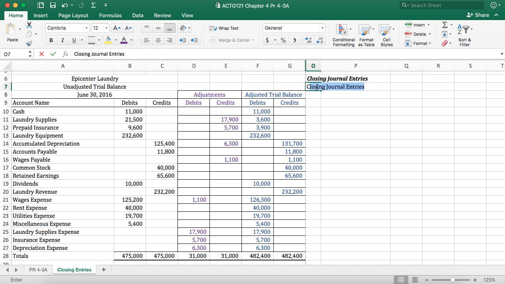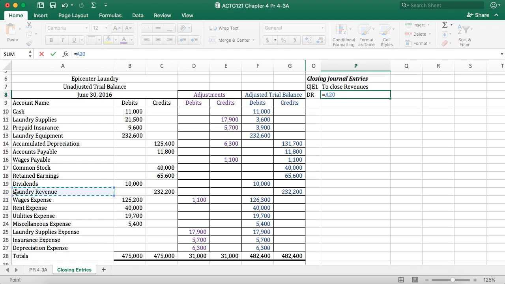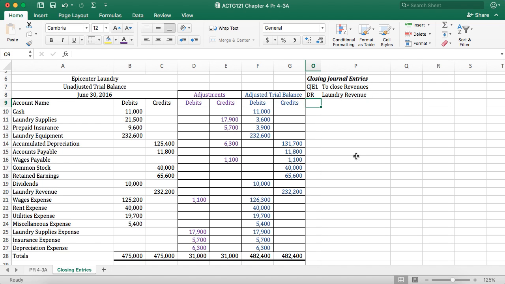Okay, the first one, it's a 4-step process. In this particular book, you can find different methods. But the first one, CJE1, is to close revenue. I'm going to put revenues because sometimes you do have more than one. So if we're closing it, it's normally a credit balance. We need to close it with a debit. So let's do that. We have a debit to the revenue account, and we use the exact wording. We do not just call it revenue. If we had more than one revenue account, we would list them all. And then the credit is to an account called income summary.